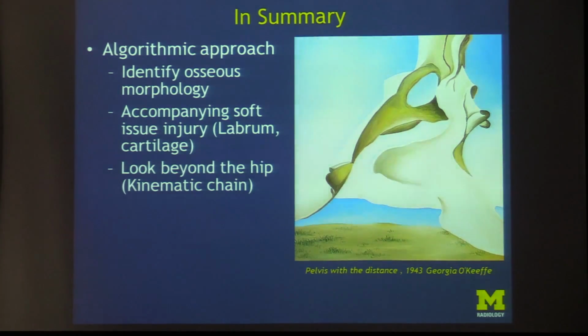That chain reaction. So in summary, when you approach the painful pre-arthritic hip before osteoarthritis, use an algorithmic approach. Identify the osseous morphology. Look at it. Is it abnormal or not? Look at the surrounding and enveloping soft tissue structures, the labrum, the adjacent tendons, but also look beyond the hip at nearby joints as well. Think of that kinematic chain.